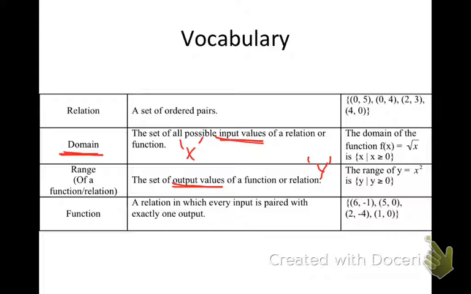Next we have the big one here, which is my function. A function is a relation in which every input is paired with exactly one output. I like to think of a function as like a vending machine. A function to me is like a vending machine.